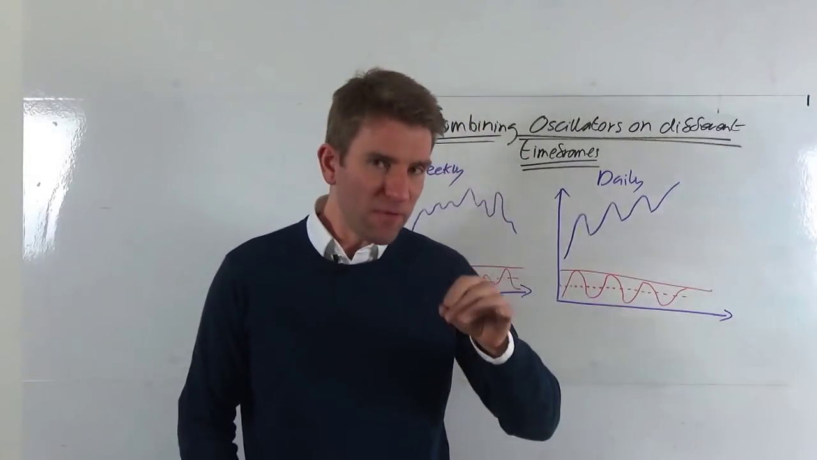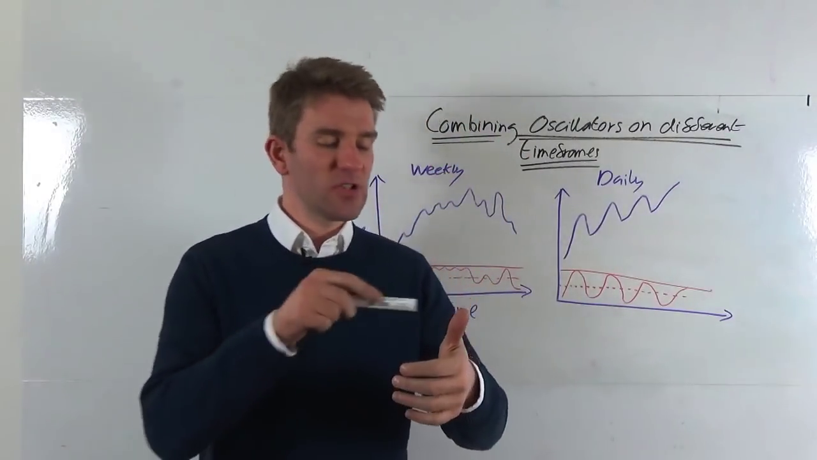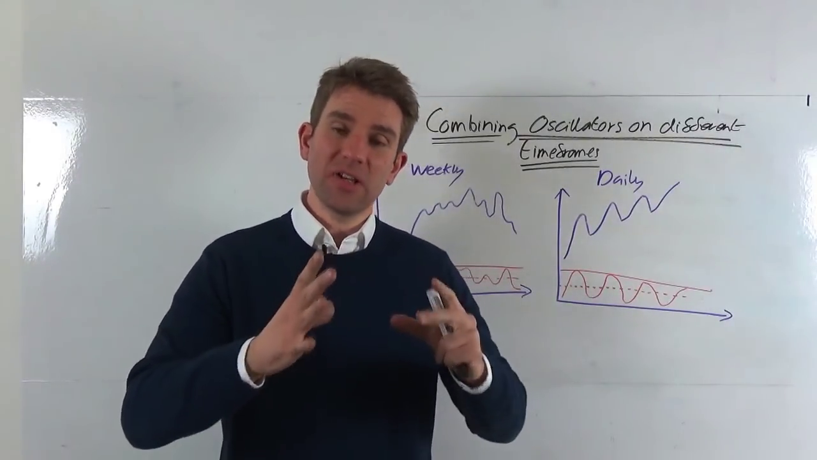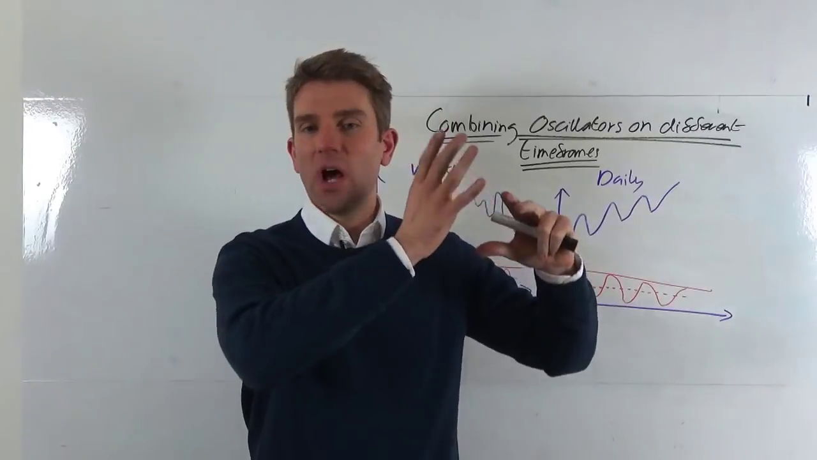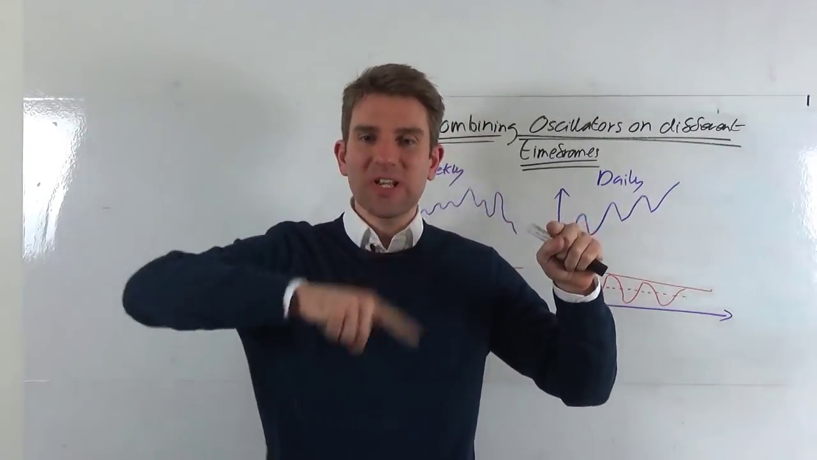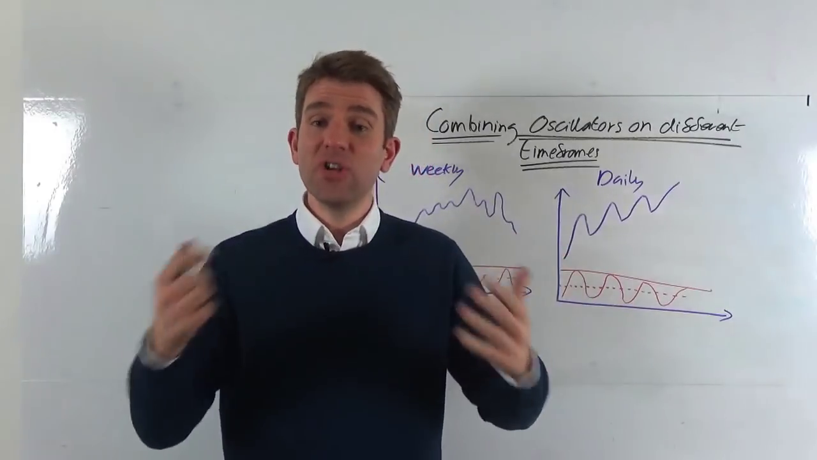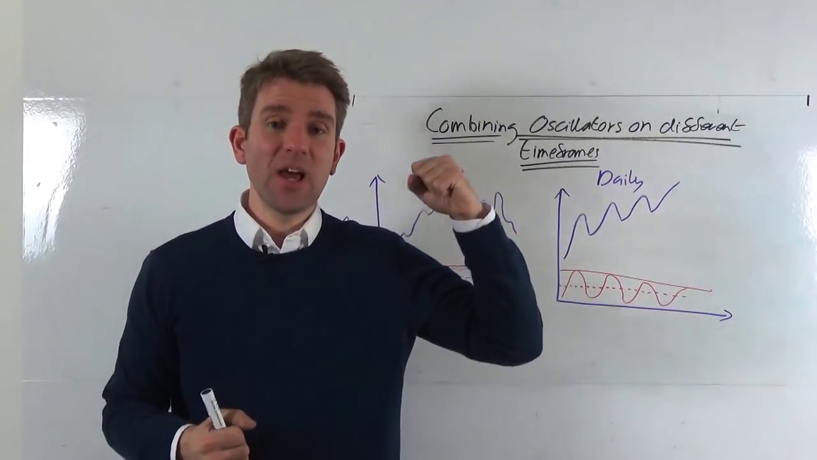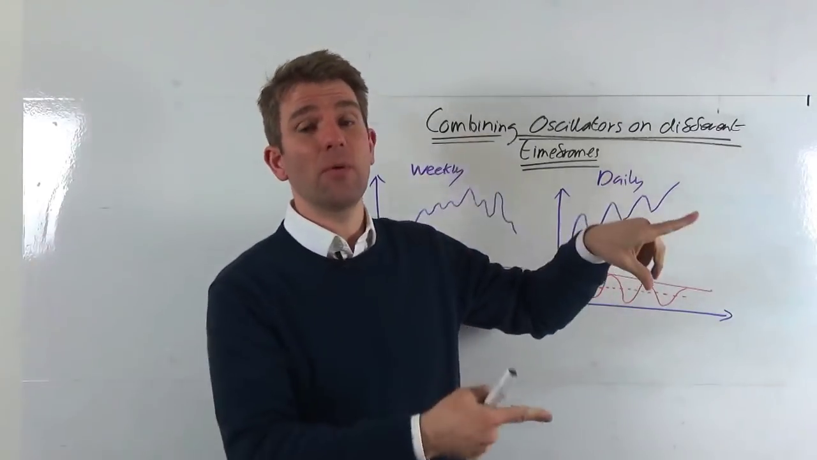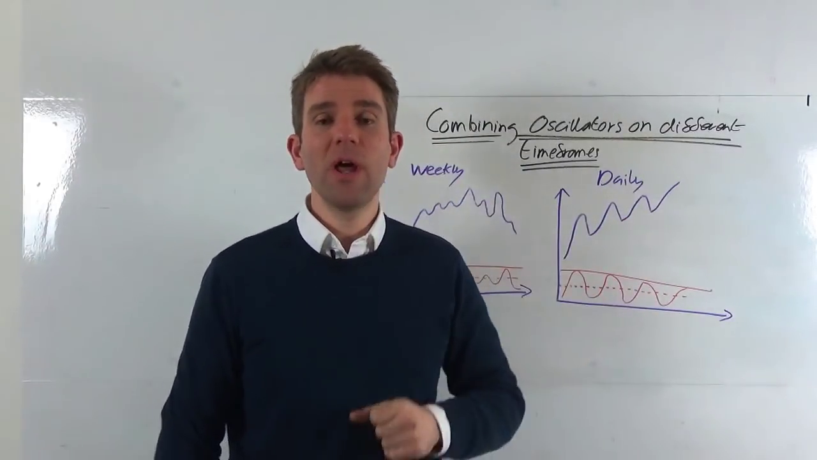So you may be familiar with oscillators. We're talking about stochastics, RSI, CCI, that kind of stuff. Basically something that rotates between a low point and a high point. It can't go above; it tends to oscillate around. And generally speaking, it's going to indicate an overbought or an oversold condition. If you want to find out more about that, I've done a video on stochastics and RSI, which you can go and check out.